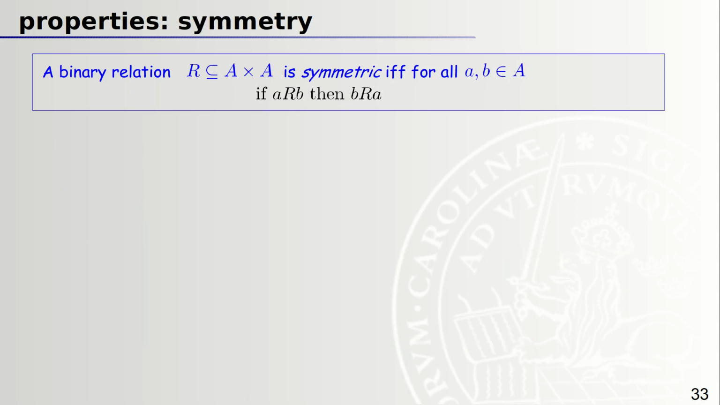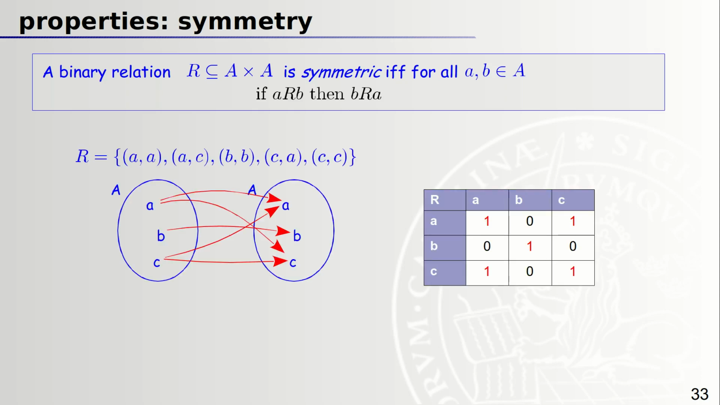The next property is symmetry. A relation over a set A is symmetric precisely when for every tuple it contains, it also contains the flipped tuple, with first and second component exchanged. This is an example. In the table representation, a symmetric relation is mirror symmetric along its main diagonal.